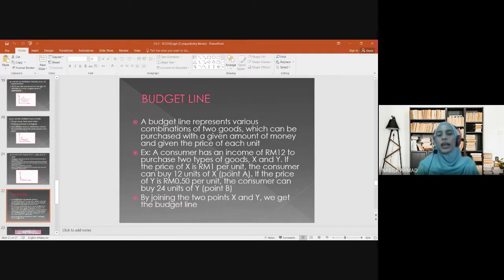Contoh, consumer has income RM12 to purchase two types of good X and Y. If the price of X is RM1, ya, kalau harga X RM1 dengan pendapatan RM12, berapa banyak X kita boleh beli? Kalau satu X berharga RM1, so kita boleh beli 12 unit of X dengan pendapatan RM12. Okay? Dan sekiranya price of Y 50 cent, dengan adanya RM12 pendapatan, kita boleh beli 24 units of Y. Okay? So by joining these 2 points, Y, X and Y, we get the budget line.